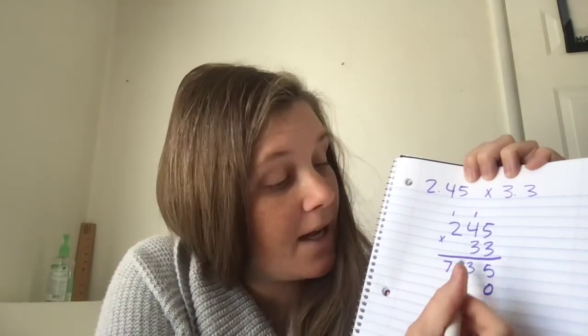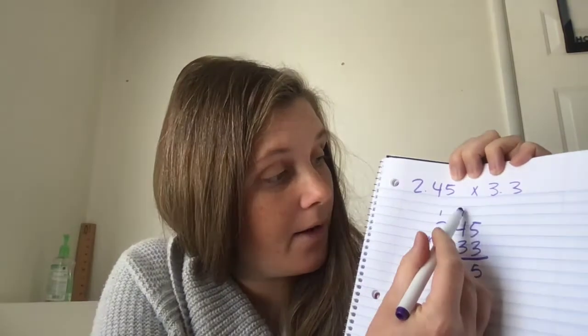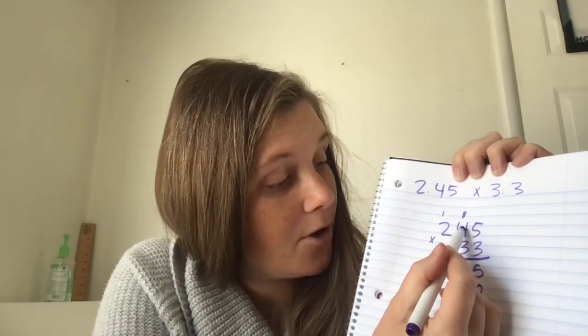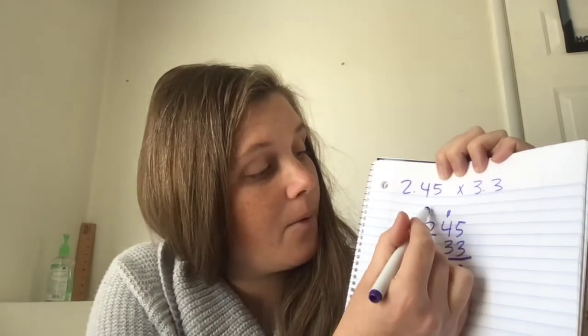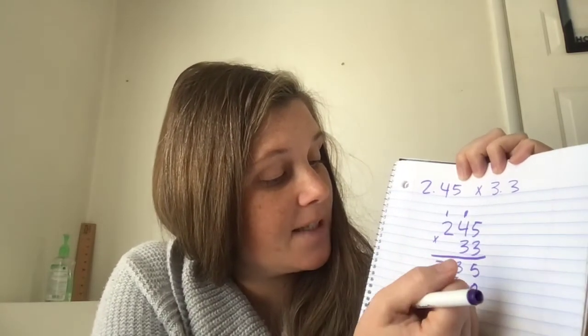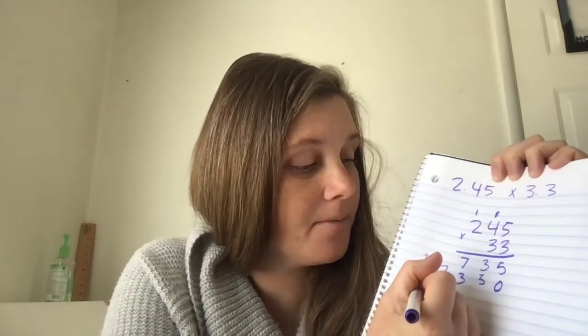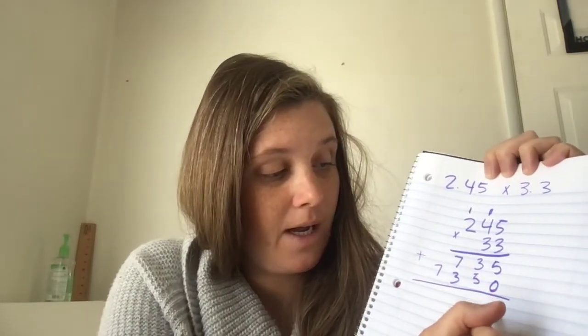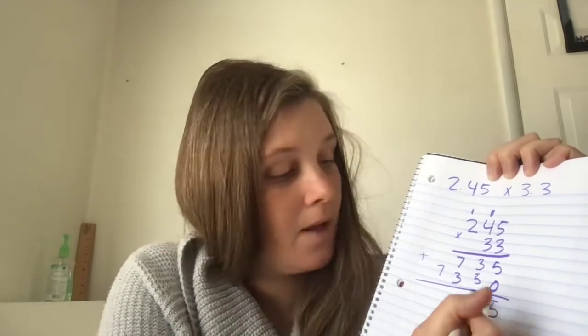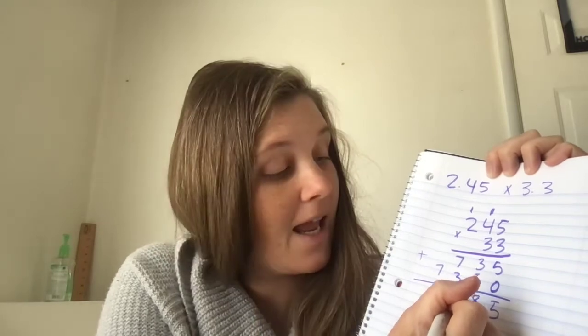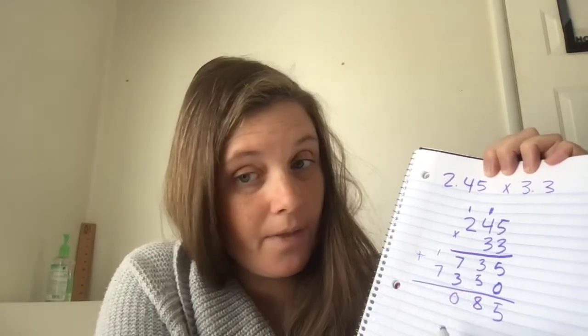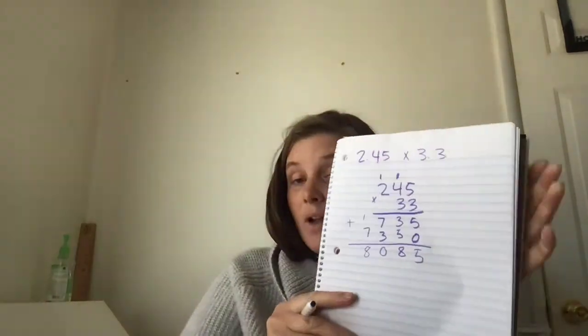3 times 5 is 15. Carry the 1. 3 times 4 is 12. Plus 1 is 13. Carry the 1. 3 times 2 is 6. Plus 1 is 7. Add them together. 5, 8, 10, with the 1 there, 8. Okay, so now we've got this answer.